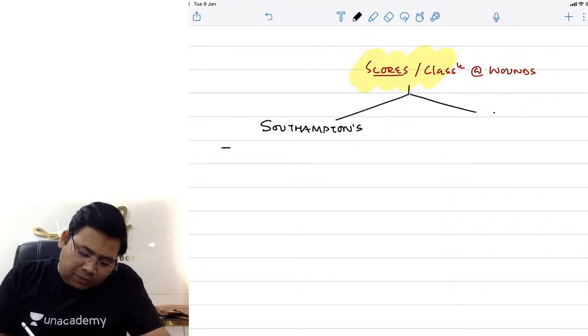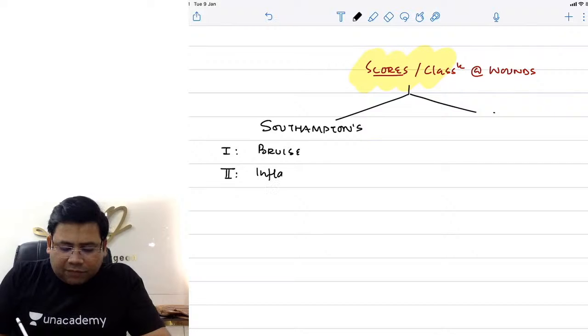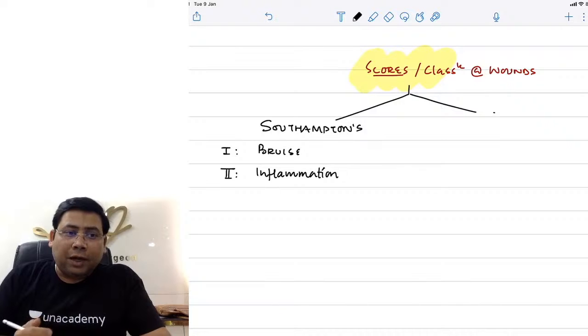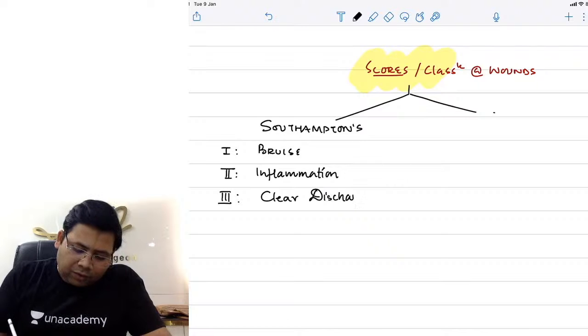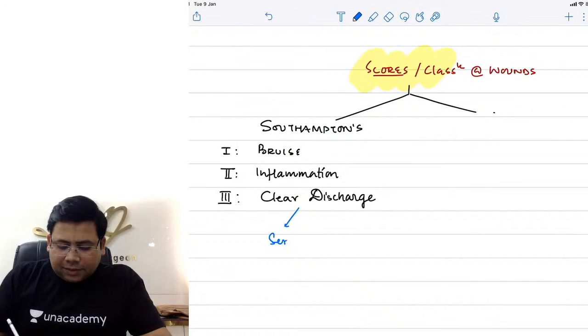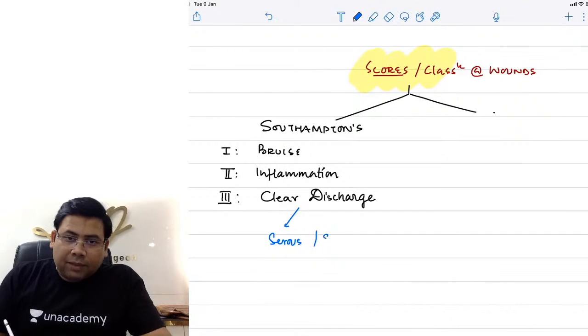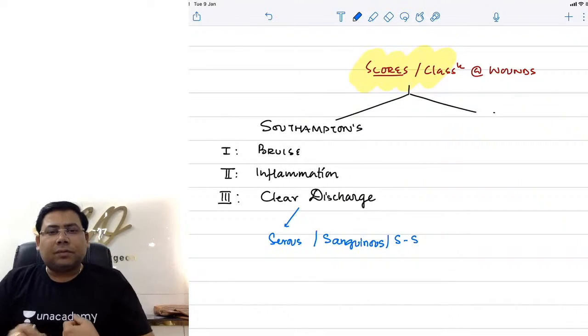But let us see, Southampton's 1, this is bruise. Southampton's 2 is presence of bruise plus inflammation. That means pain, tenderness, redness, pruritus. The third is clear discharge. When we talk about clear discharge, what can be the things here? It can be serous, that is 3A. It can be sanguinous, that is bloody, 3B. Or it can be serosanguinous.